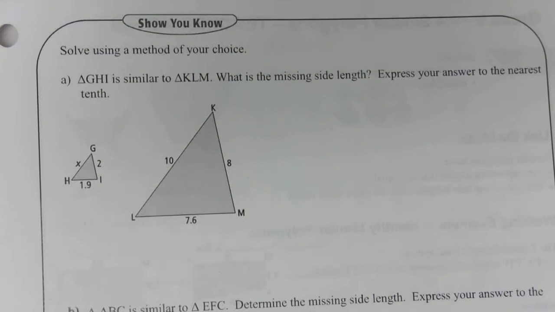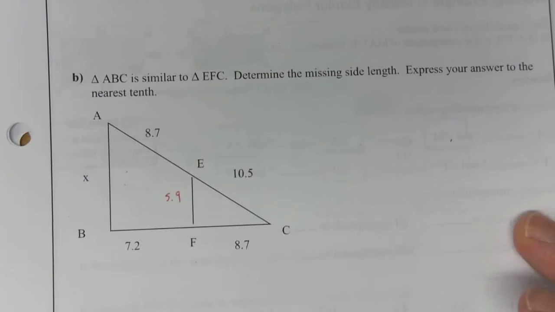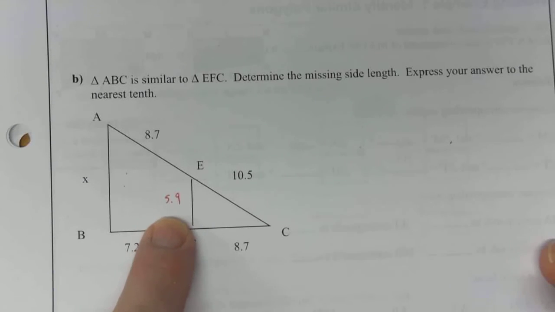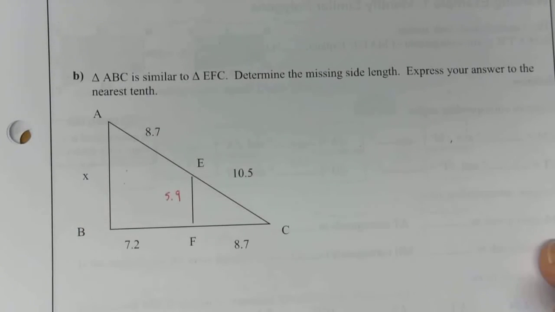All right, one last one for you. Please go ahead and do that. Oh, before you get started, please take note, this EF is a length of 5.9. Round everything to the nearest tenth when you're doing your calculations as well, please. Go ahead and get started.